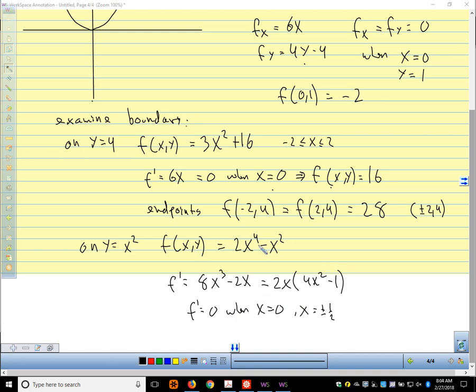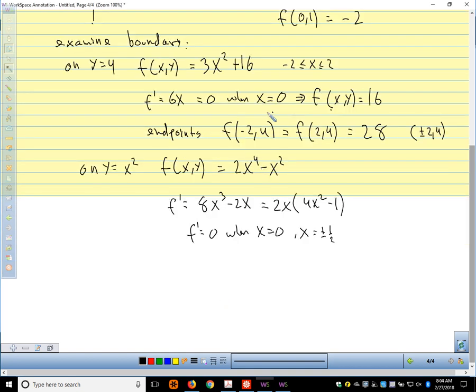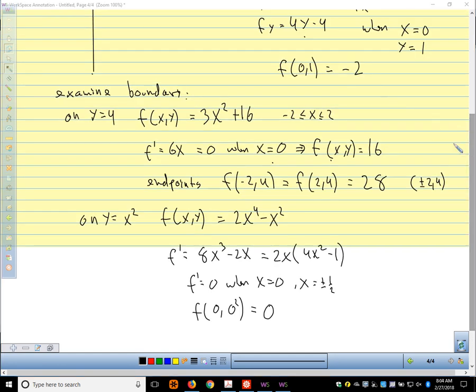And f of 0, did we already try that? When x equals 0, we get 16. But along this boundary, along y equals x squared, f of 0 comma 0 squared is 0. Plug in 0 here. Well, that's not a minimum, absolute minimum, because we still have that negative 2.